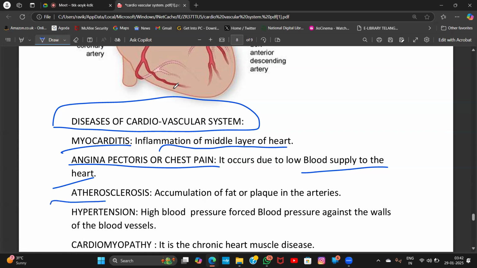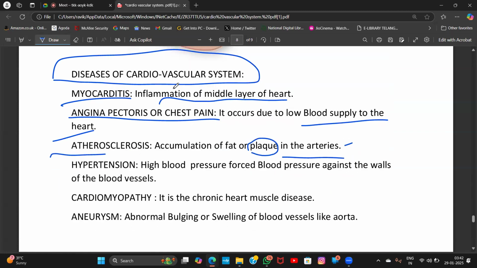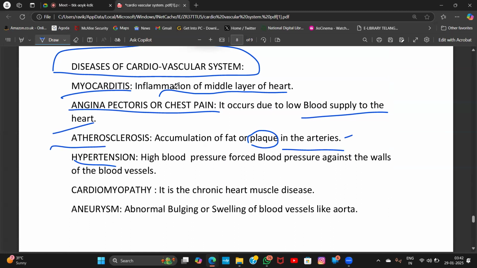Okay. Atherosclerosis. Accumulation of fat in the coronary arteries. Coronary atherosclerosis is nothing but accumulation. Plaque is nothing but fat. Fat deposition in the coronary arteries is called atherosclerosis. Hypertension. What is meant by hypertension? High blood pressure, forced blood pressure against the walls of the blood vessel.